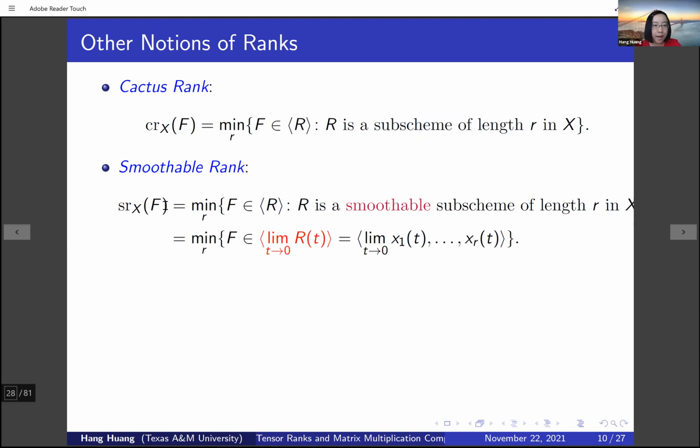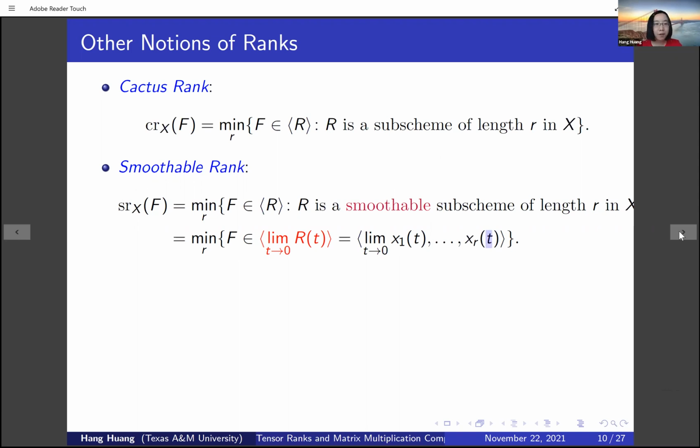And the smoothable rank is very similar to cactus rank. The only difference is that now I require that my subscheme is not an arbitrary subscheme, but I only allow smoothable subschemes. In other words, I only allow my subschemes to be the limit of r distinct points. So this is the smallest r such that your point is inside the span of the limit of r distinct points. This is what we call the smoothable rank of a point.